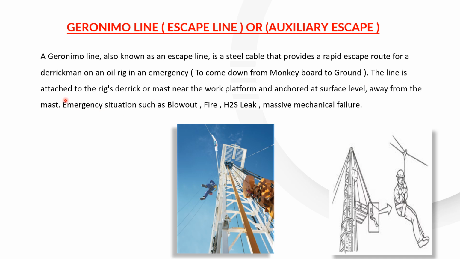The line is attached to the rig's derrick or mast, the derrick and the mast both being the same thing, near the work platform and anchored at the surface to the ground, away from the mast. It is used in emergency situations such as blowout, fire, H2S leak, and massive mechanical failure.